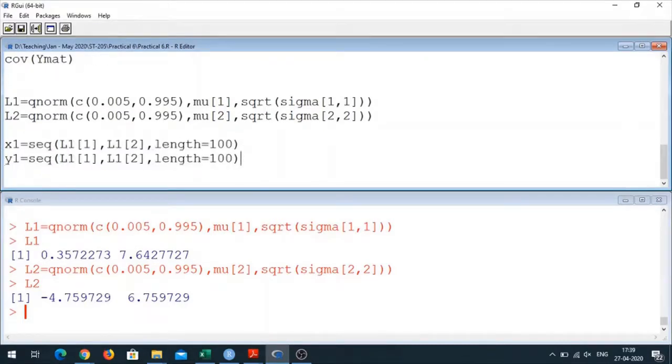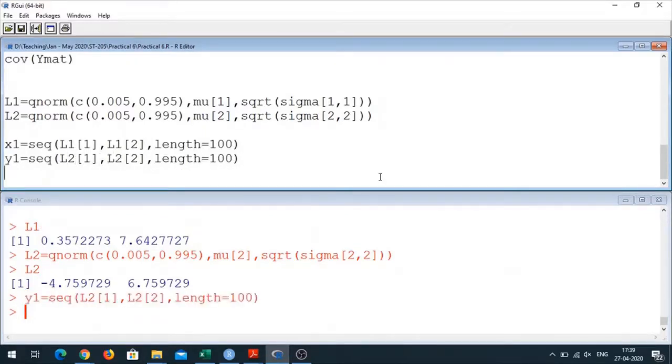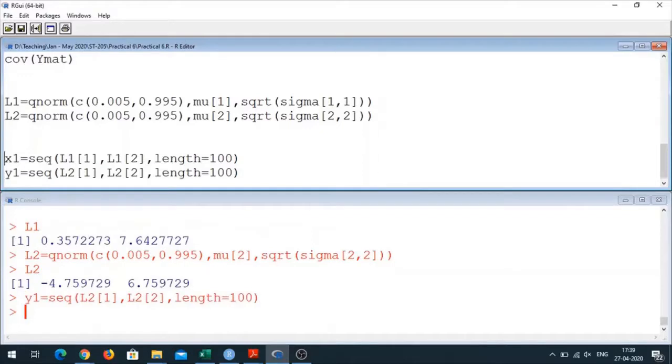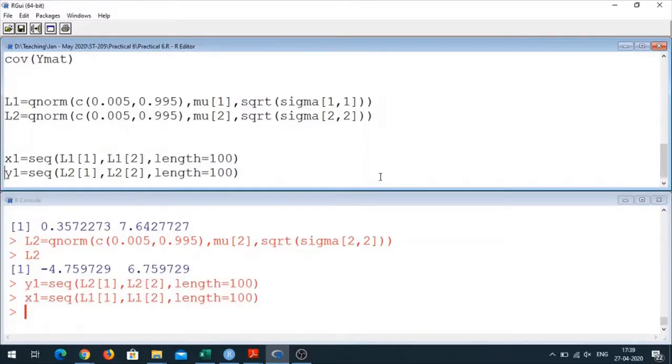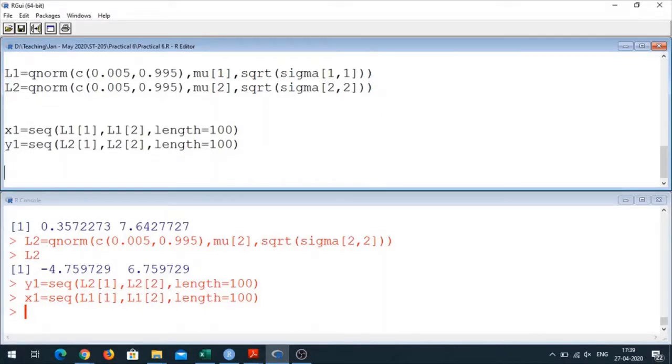And y1 be a sequence along the y-axis, from L21 to L22. x1 and y1 I have run. Now we want to compute the PDF at every such pair x1, y1, and then we will have z.